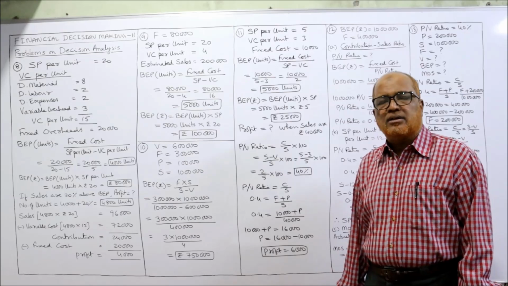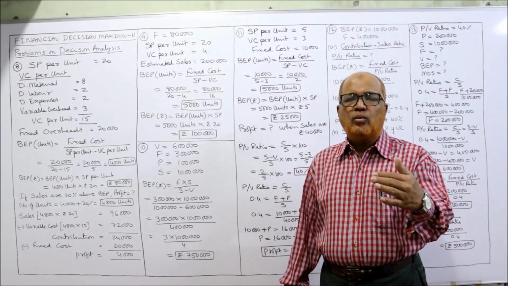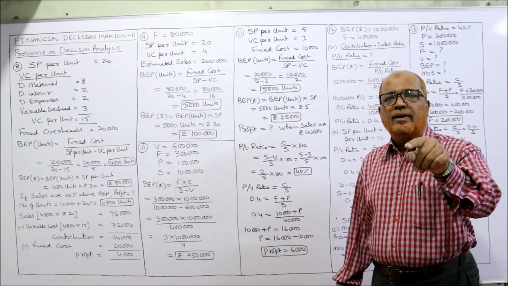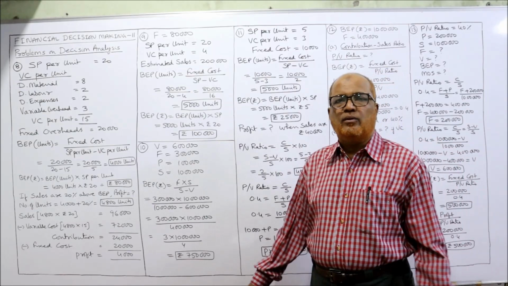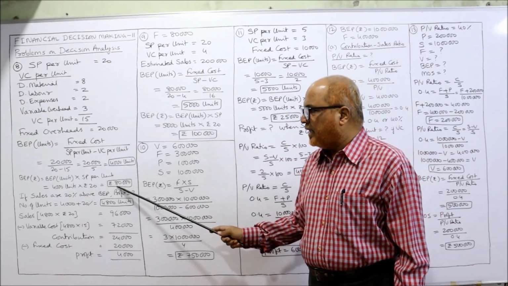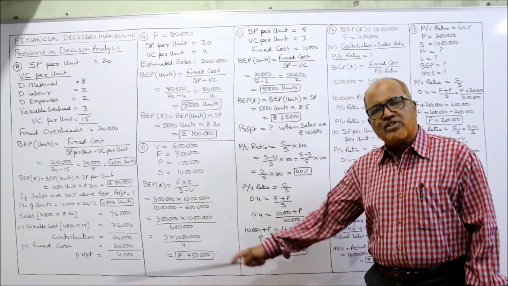First question completed. If you want BEP in rupees, then you can easily find BEP in rupees by multiplying BEP in units into selling price per unit. So 4,000 units into 20 rupees, 80,000 rupees is the BEP in rupees. That's it. So the first part is completed.